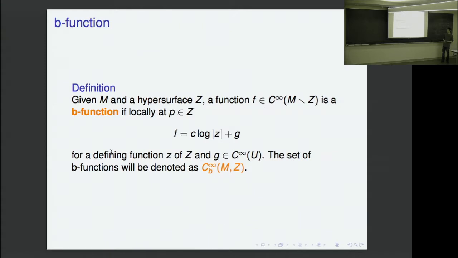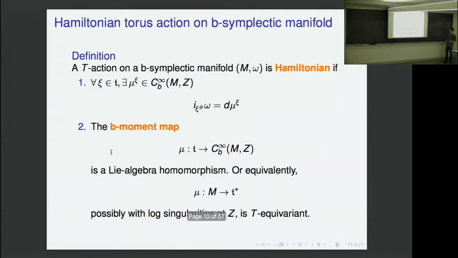So here is the definition of the b functions, which are those functions defined smoothly away from the singular locus, but possibly have some log singularity at the singular locus. So this could be a constant times log of a defining function plus a smooth function. This is the set of b functions that we are going to consider, and with the help of these b functions, we should be able to define the Hamiltonian torus action together with the moment map, as in the usual definition in the symplectic case.